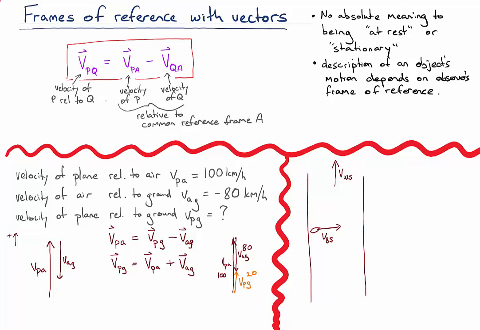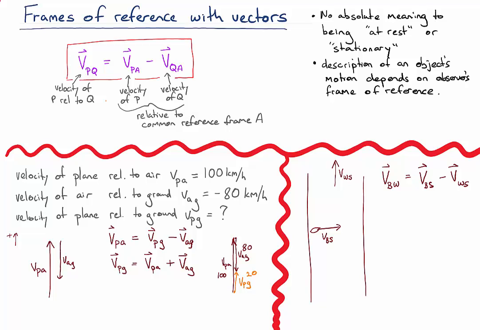So what we actually want is the velocity of the boat relative to the water. And from looking at our original equation, you can see the velocity of the boat relative to the water is the velocity of the boat relative to the shore minus the velocity of the water relative to the shore. So there's your common reference frame, the shore. So now we have a vector subtraction. Watch this, this is cool.